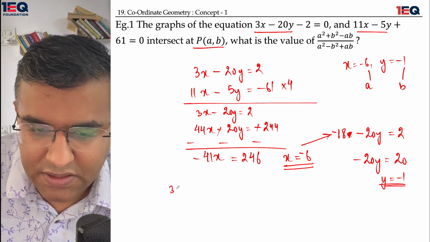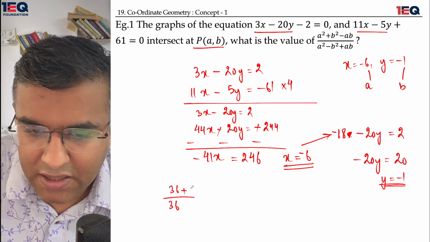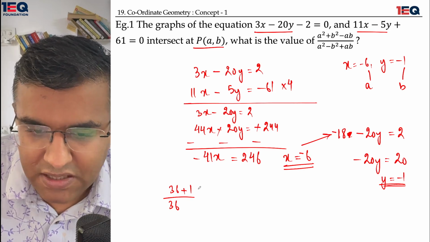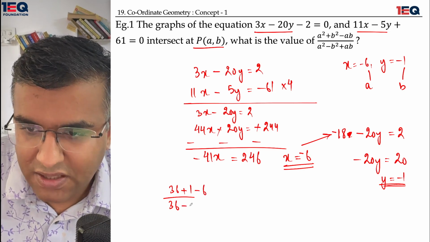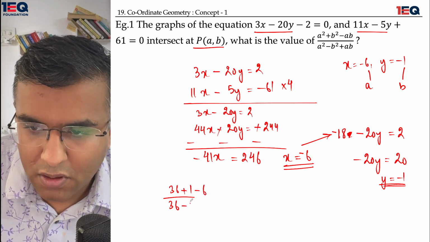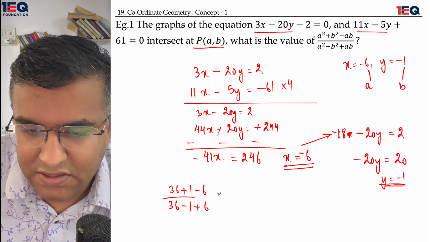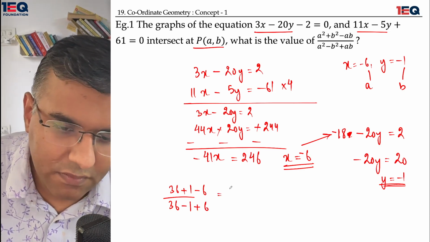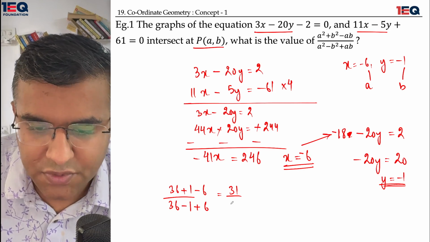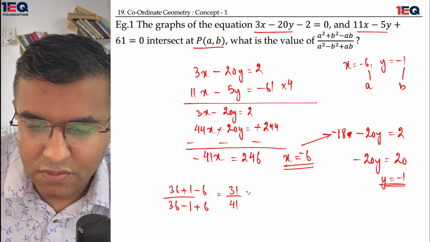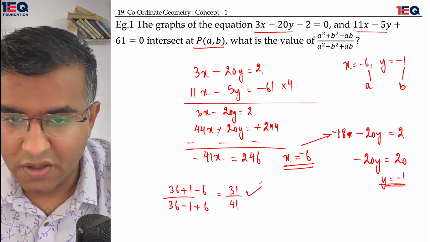Minus 6 square is 36. Again, minus 6 square is 36. A plus sign and a 1. A plus sign and a 1 and a minus sign with a 6. A minus sign and a 1 with a plus sign and a 6. What do I get out of this? This becomes 31 and this becomes 41. So 31 by 41 is my answer. This is the answer that I was looking for.